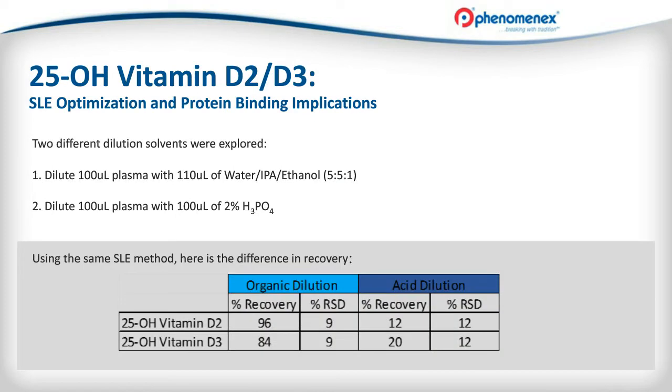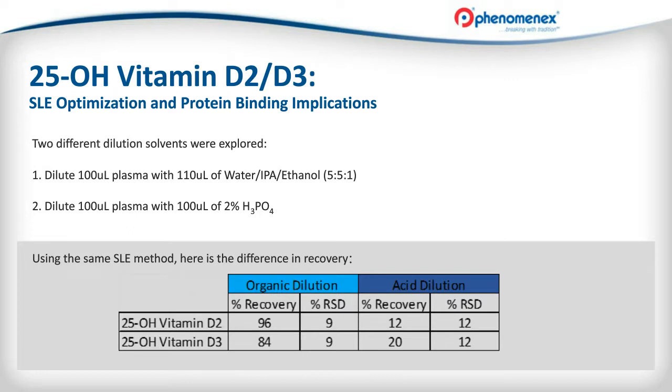This is a plasma example, and specifically for 25-hydroxy vitamin D2, D3. So what we're looking at here is the protocol below. So it's the same. We're basically screening different SLE solvents and pretreatments. So SLE is supported liquid extraction, also behaves by the same mechanism as a liquid-liquid extraction. So what is compared here is a dilution of the plasma with a content of organic solvent versus 2% phosphoric acid. So if you'll look down at the bottom using the same SLE method, the recovery is night and day difference between the organic dilution versus the acidic dilution.